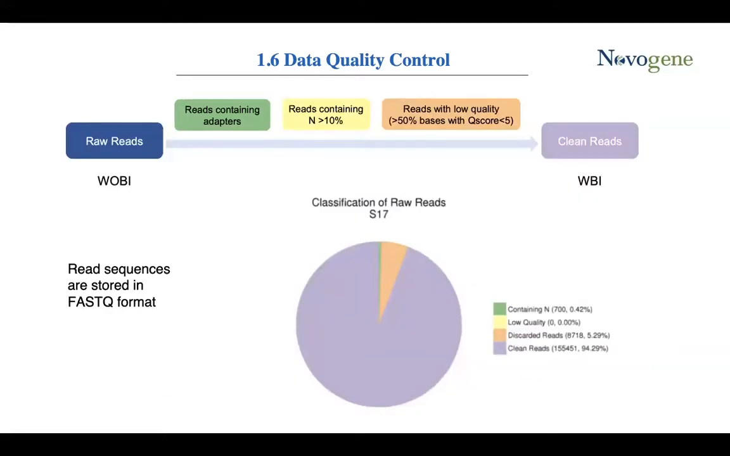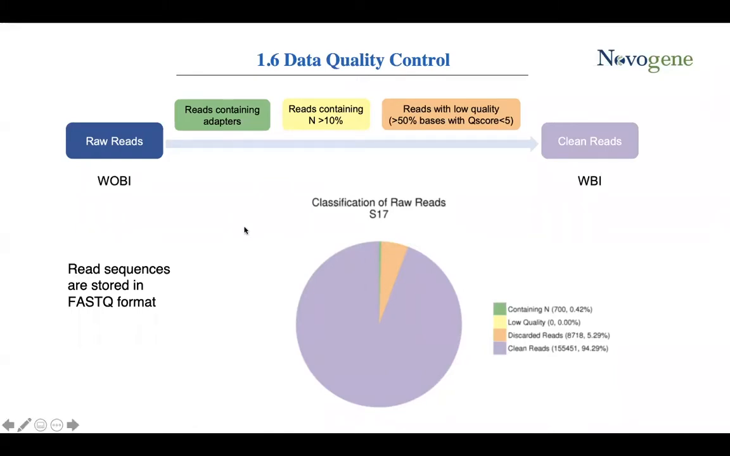So for data quality control, one of the important steps is the reads filtering. What we do is filter out 3 kinds of reads. The first is reads that contain the whole or part of the adapters. The second is reads that contain more than 10% of bases that are uncertain after sequencing. And the third is reads in which more than 50% of the bases have a phred quality score less than 5. After this filtration, we will get clean reads for the subsequent analysis.